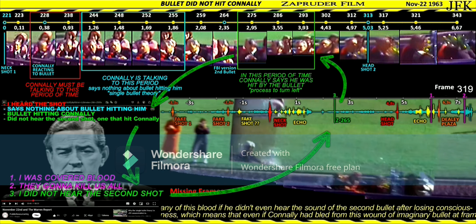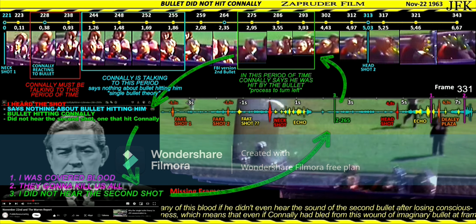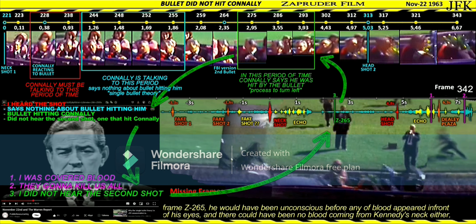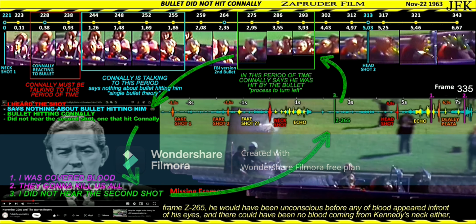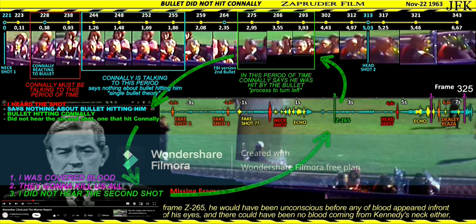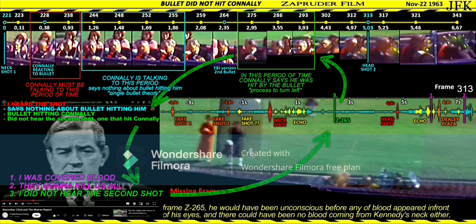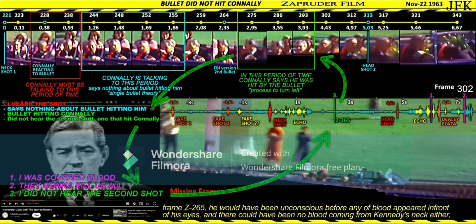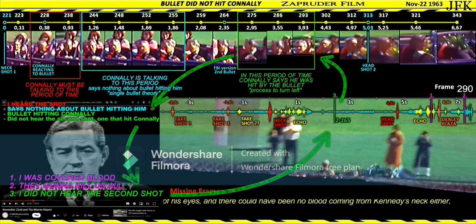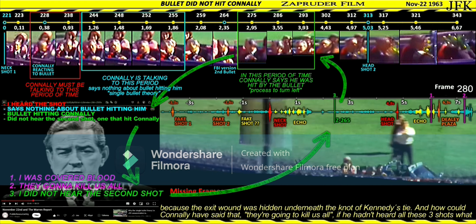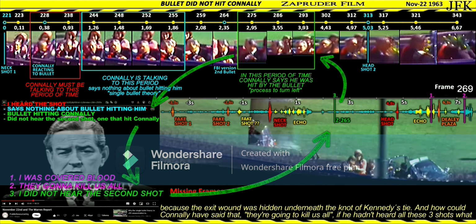Which means that even if Connolly had bled from this wound of an imaginary bullet at frame Z265, he would have been unconscious before any blood appeared in front of his eyes, and there could have been no blood coming from Kennedy's neck either, because the exit wound was hidden underneath the knot of Kennedy's tie.